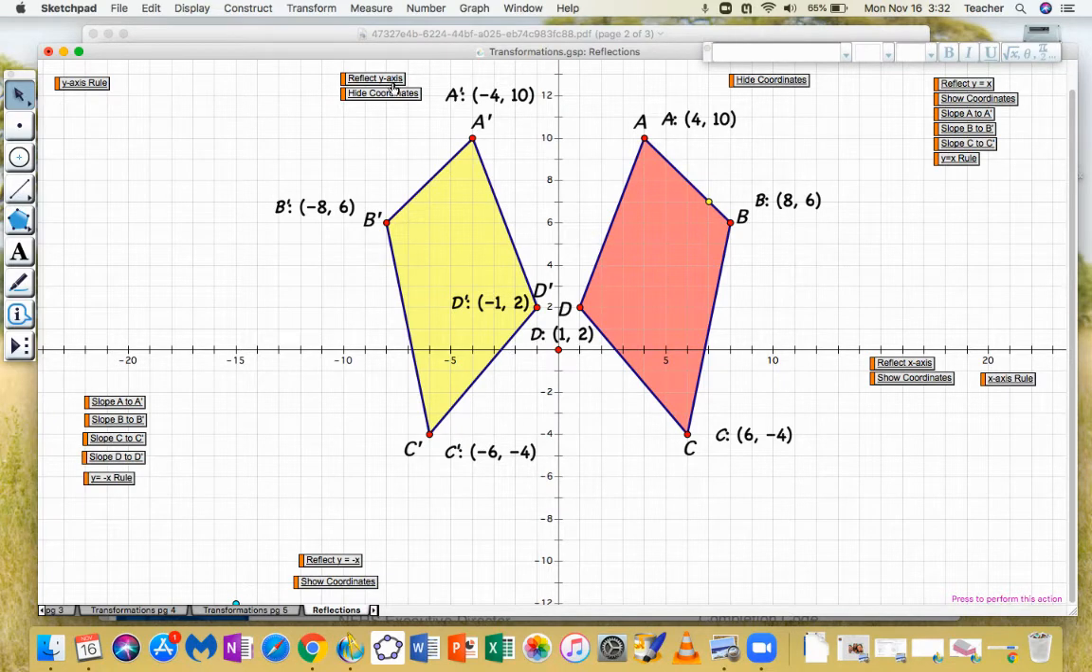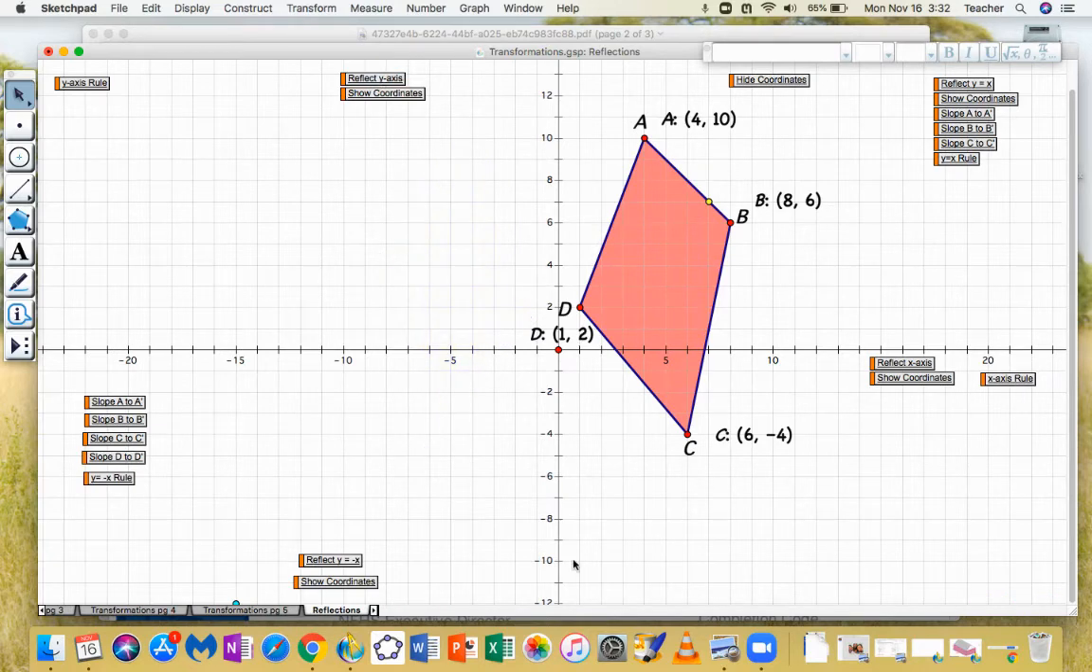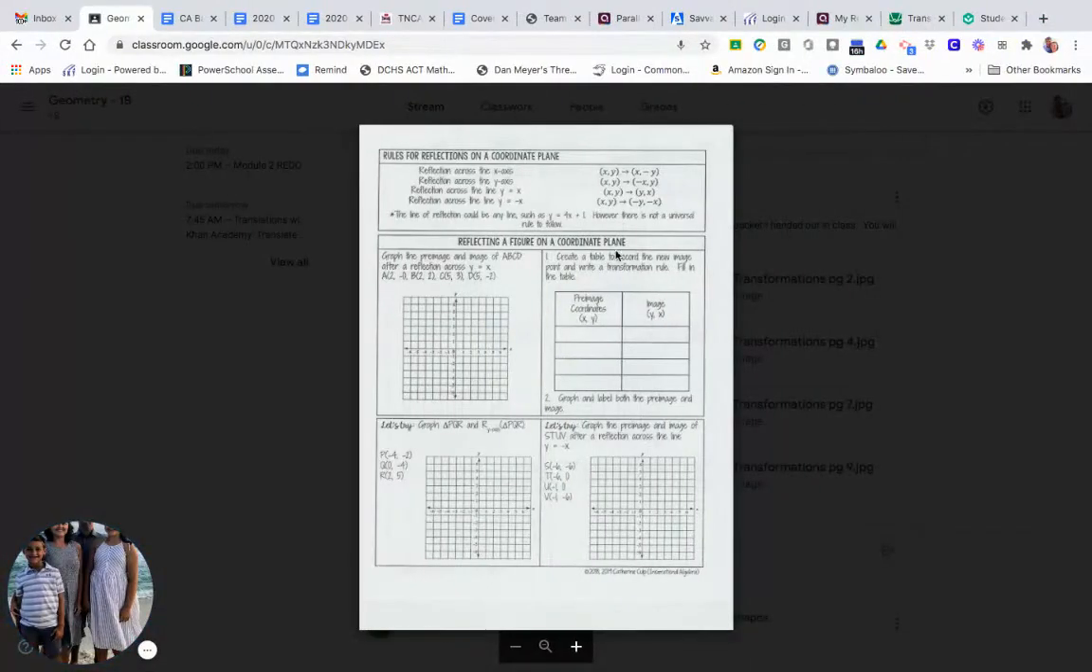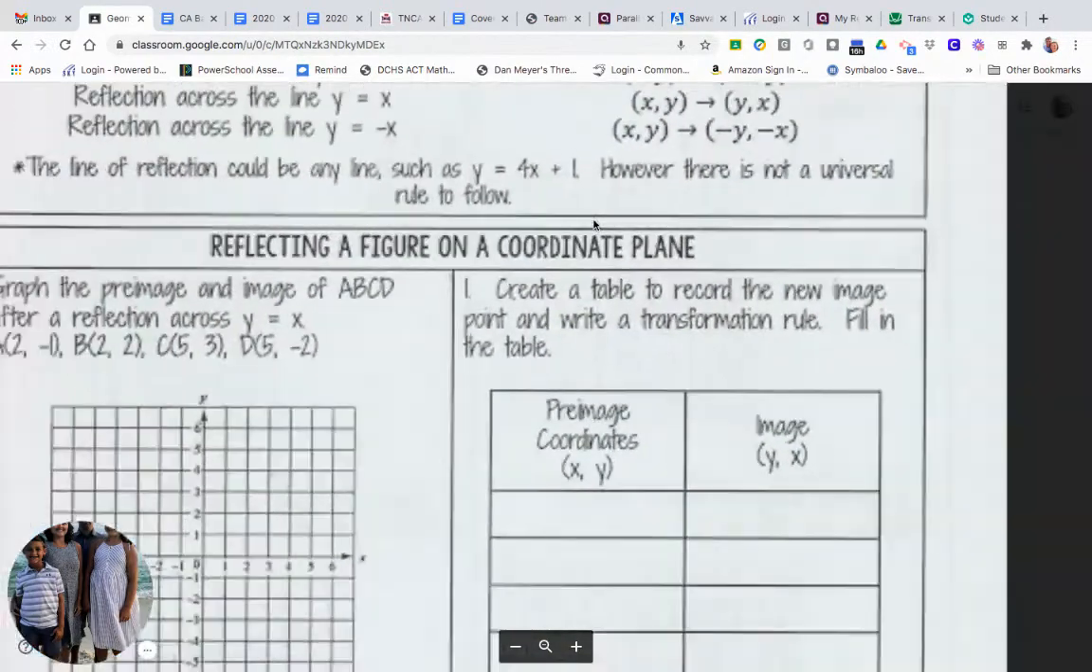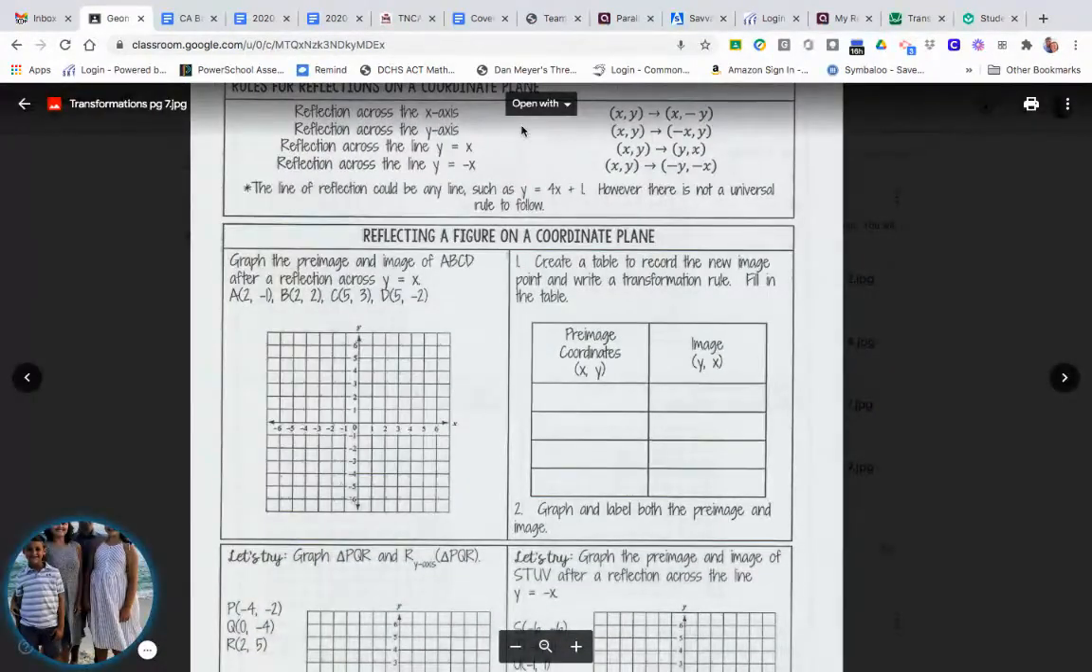These other two, and that's a majority of your Khan Academy questions, but I want to go ahead and talk about these other two rules. So there's your x-axis rule. X stays the same, change the y. Y-axis rule. Y stays the same, change the x.